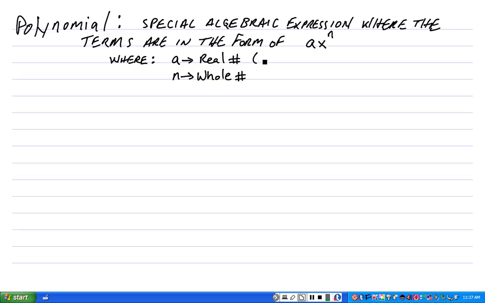And basically, to help you understand what we're talking about when we're saying a and n, a would be the coefficient. So the coefficient would have to be a real number, and n is nothing but the exponent. So the exponent would have to be a whole number, in order for the expression to be considered a polynomial. So let's take a look.